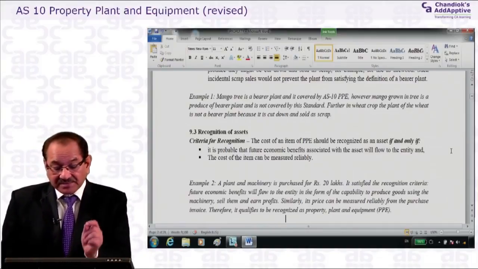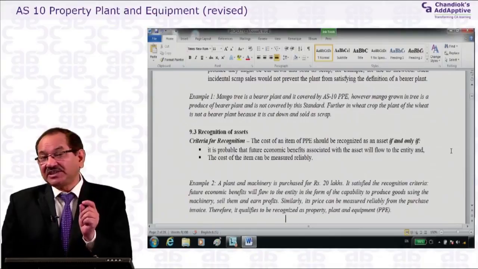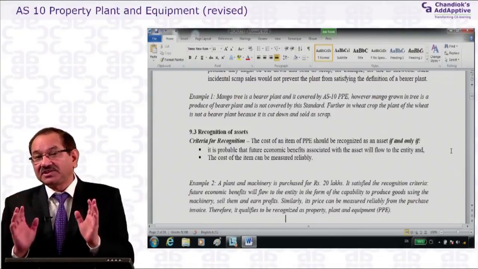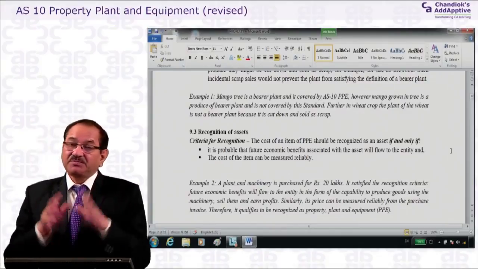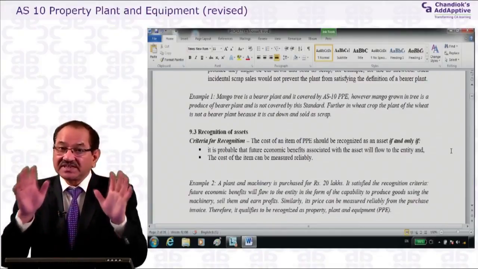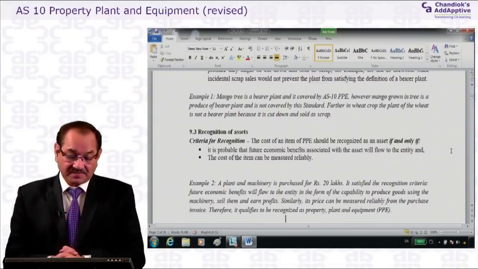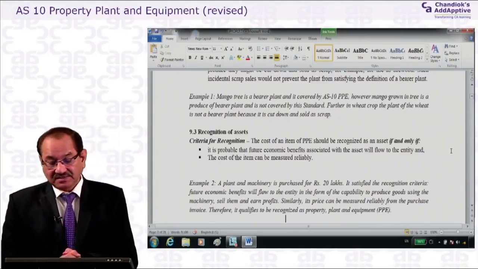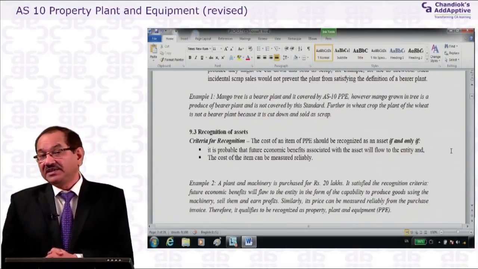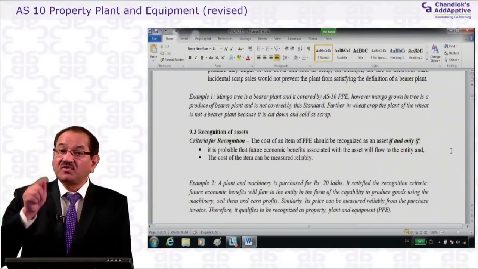So, what does it say? It does not say it must give you a future benefit. There is no must here. It says it's probable. There is no certainty, but it's probable that future economic benefits associated with the asset will flow to the entity. The benefit must flow to the entity.